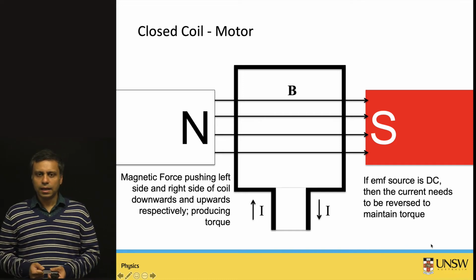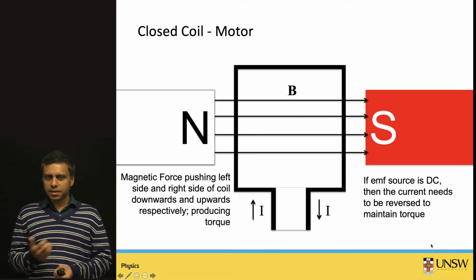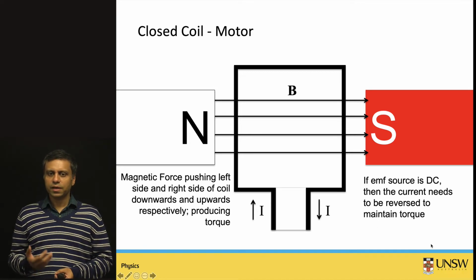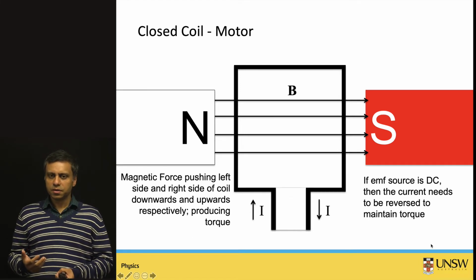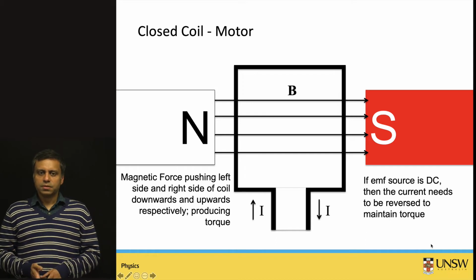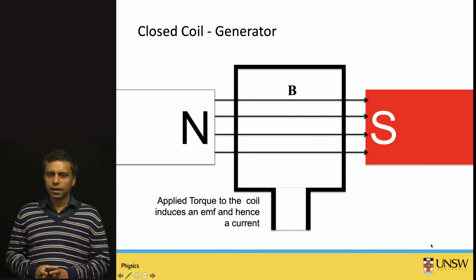So you have magnetism from a permanent magnet, you have electricity, the current flowing in the coil, and this generates a motion, a rotational motion in this case, which you can use to do some work. So now let us look at the reverse situation.